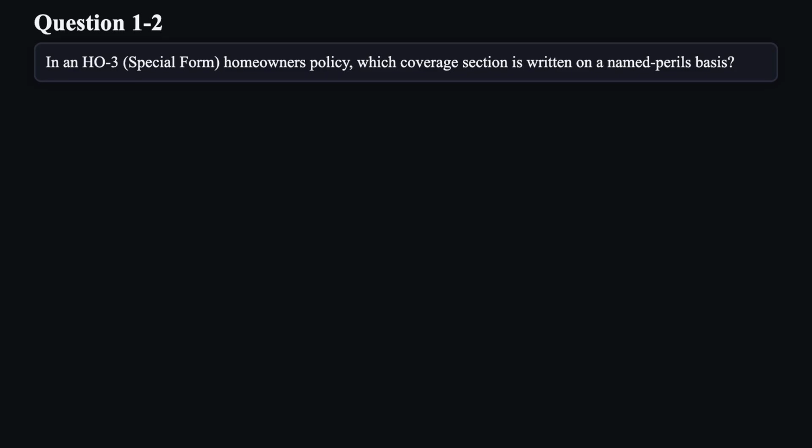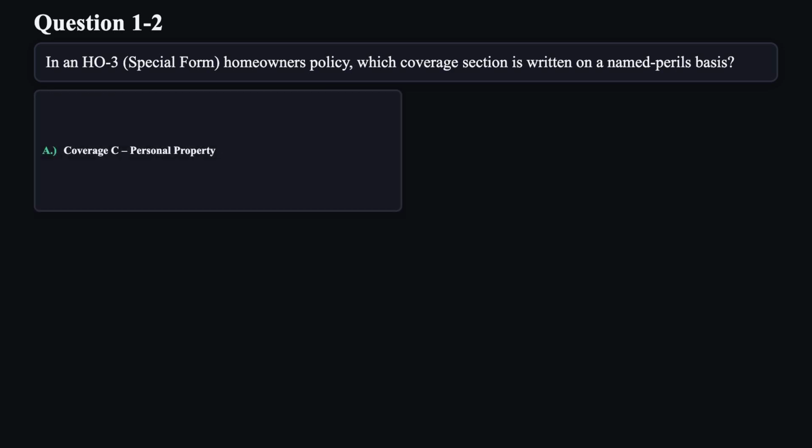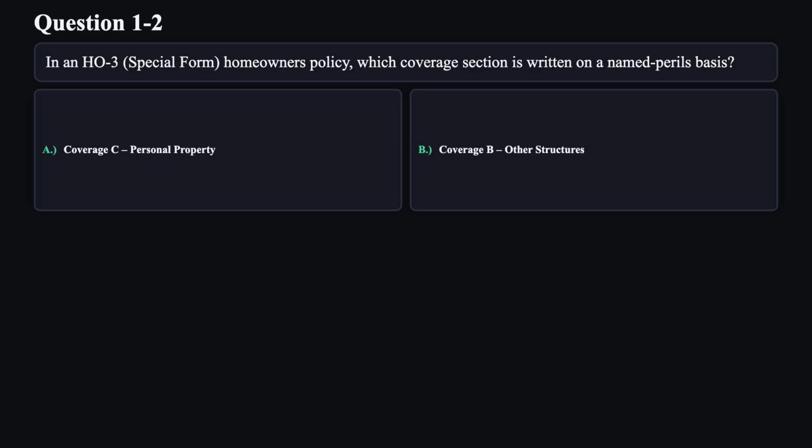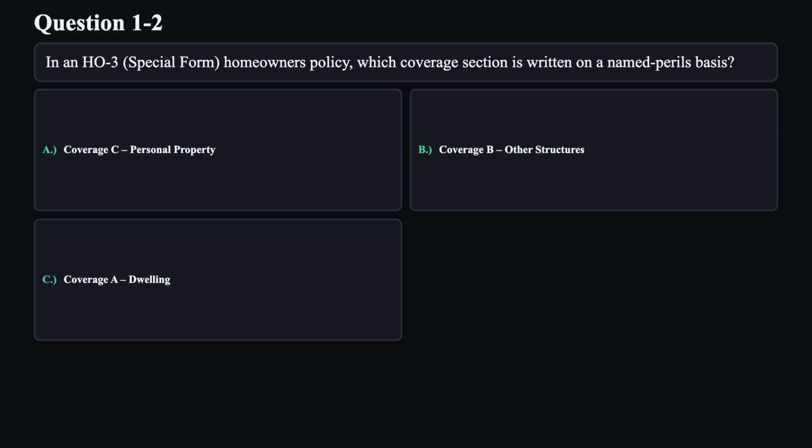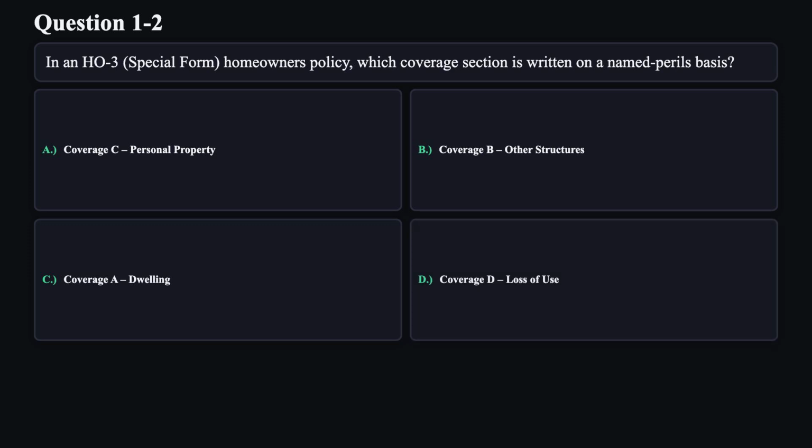Question 2. In an HO3 special form, homeowners policy, which coverage section is written on a named perils basis? A. Coverage C, personal property. B. Coverage B, other structures. C. Coverage A, dwelling. D. Coverage D, loss of use.